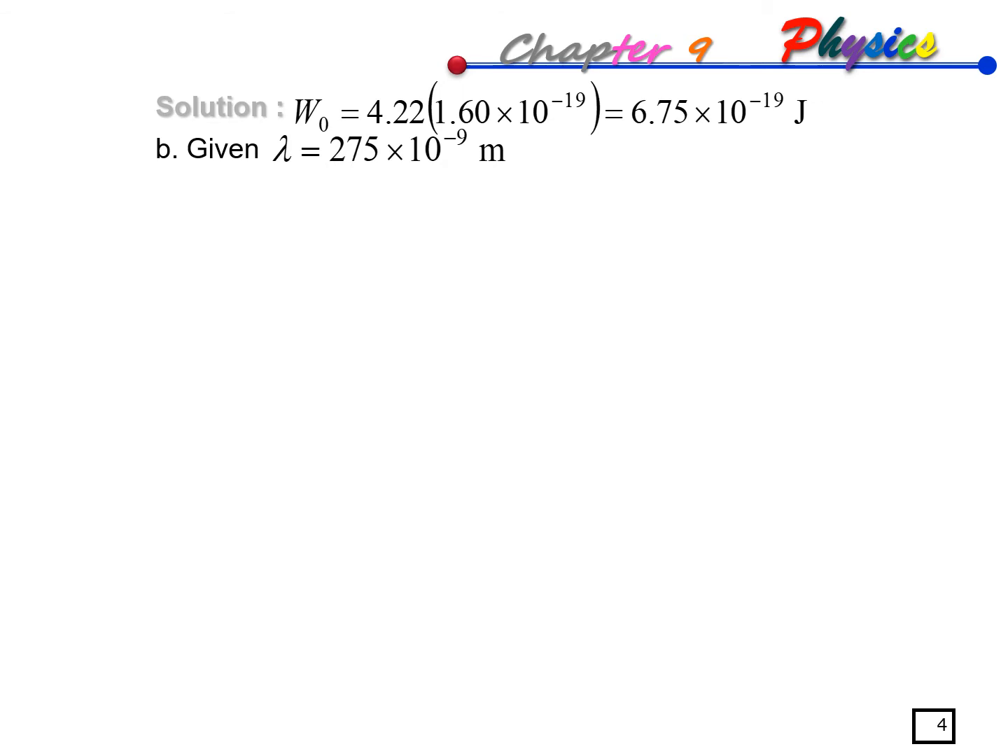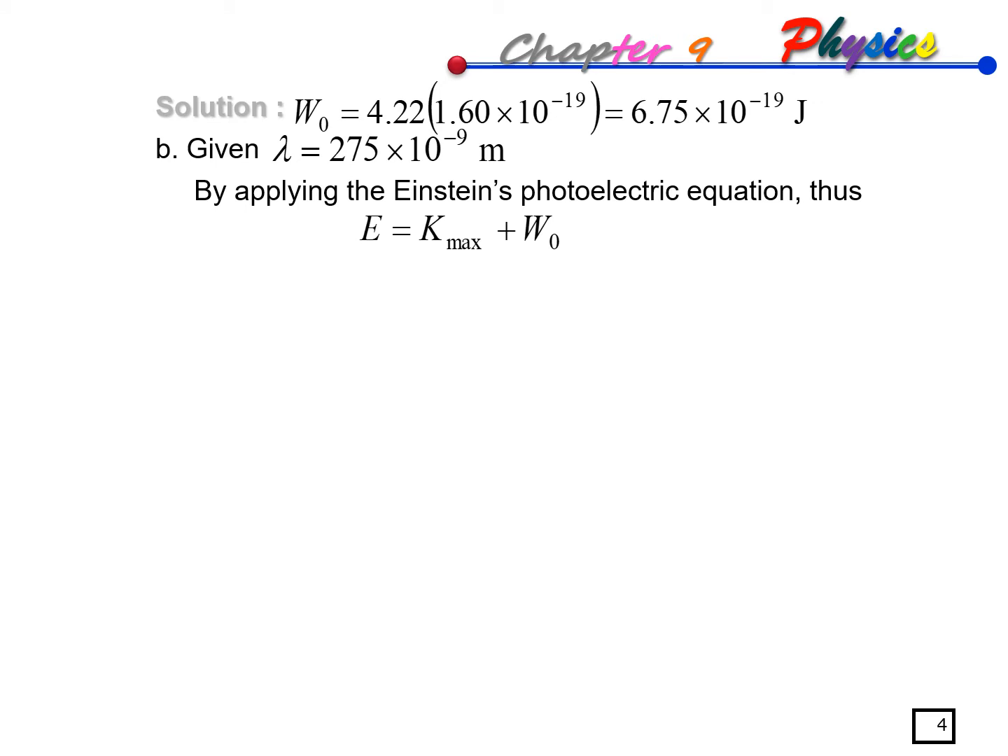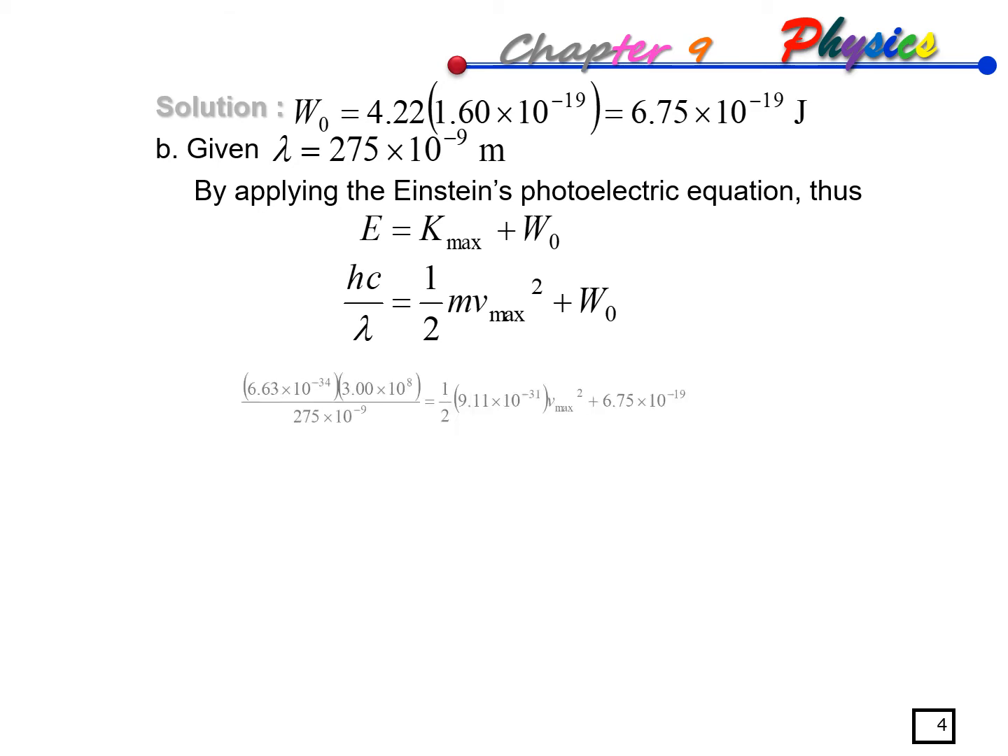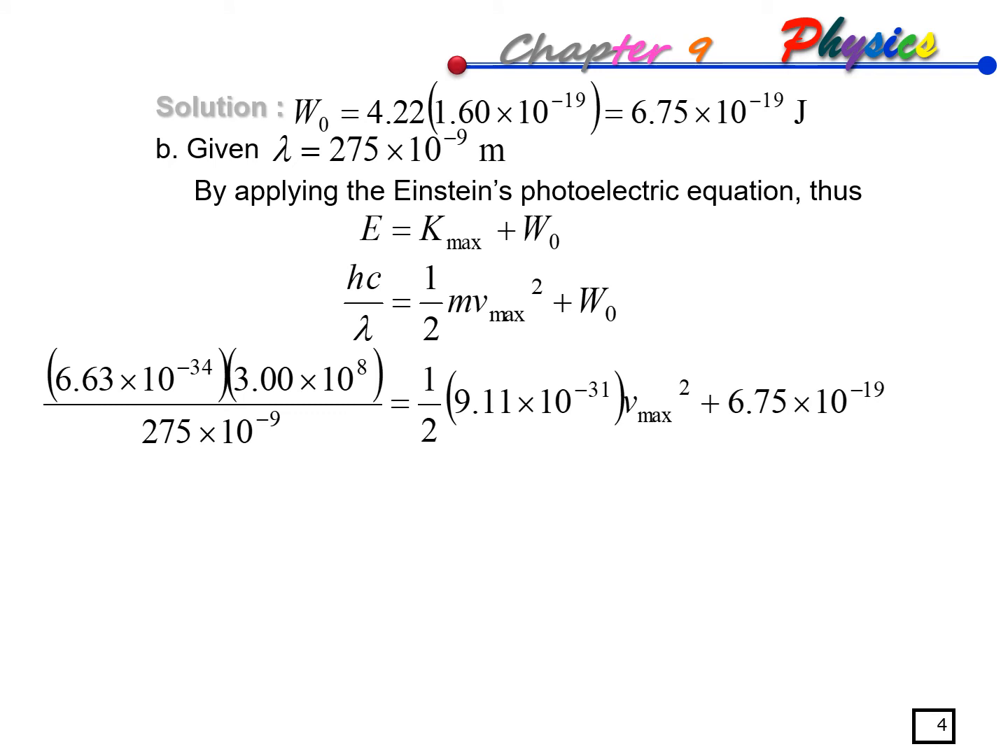Now for question B, the wavelength is given. By applying the Einstein equation, the maximum kinetic energy will be equivalent to the energy minus the work function. Rearrange, so energy will be equivalent to, since we have lambda, rearrange in terms of lambda, hc over lambda. Replace in, mass of electron already given, constant. Now we are going to find the value of v, which will be the maximum velocity. So solve it.